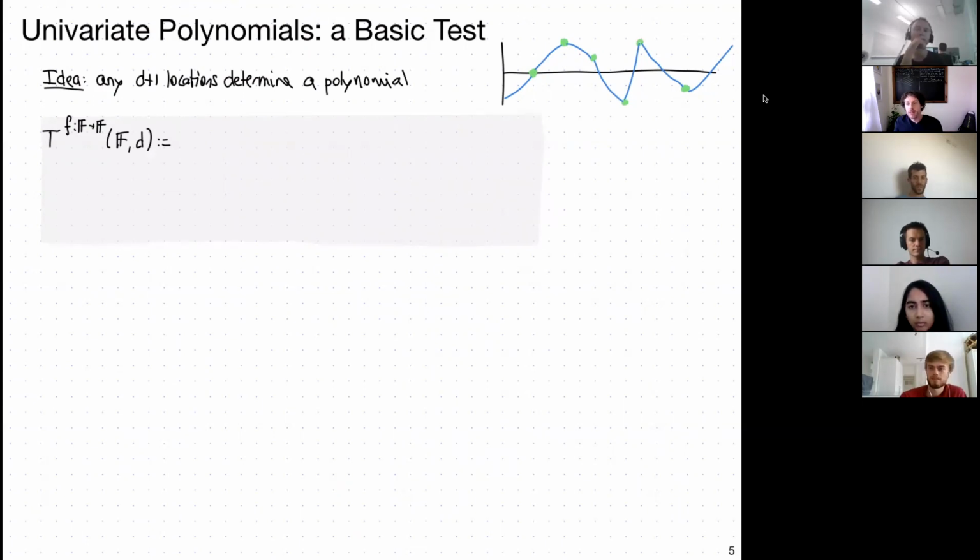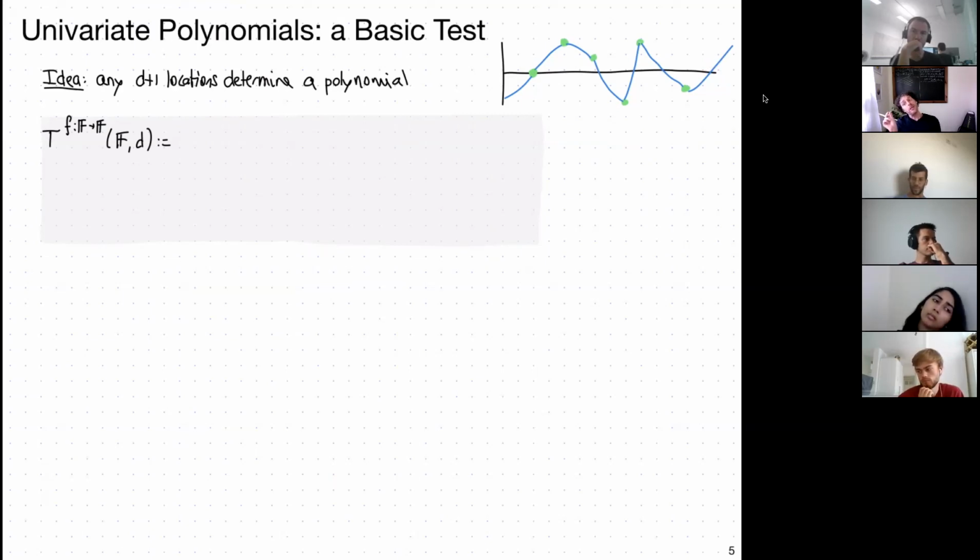Test at like D+2 locations and see if it's consistent? Yeah, absolutely. As Wilfred said, the idea would be to say, well, let's take D+1 locations, and then let's take another location. These D+1 locations, maybe the green points here, would determine a polynomial. And using this polynomial in my head, I can evaluate it everywhere that I want. So I check another position, and I check whether the interpolation of these D+1 points would agree on another point. Yeah, that's a natural thing to do.